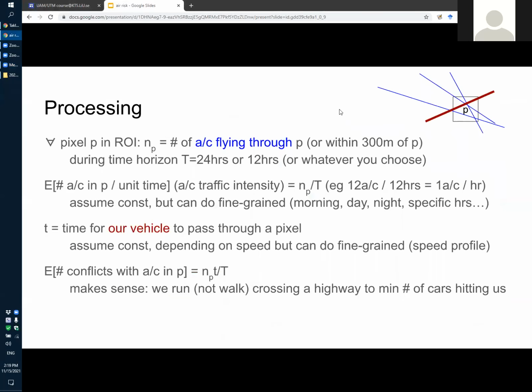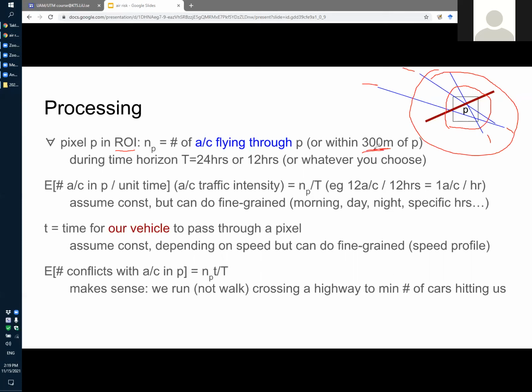And now the processing. How do we process the flight data? So we have a certain region of interest, ROI, and it's pixelated. It has pixels. And here is, let's say, 1 pixel in this region of interest. And we look at the trajectories of all aircraft that fly through the pixel. So these blue things, okay? So we look at the trajectories that fly through the pixel or within certain distance, like 300 meters from this pixel, because these are the aircraft that potentially impact the drone operations within this pixel.